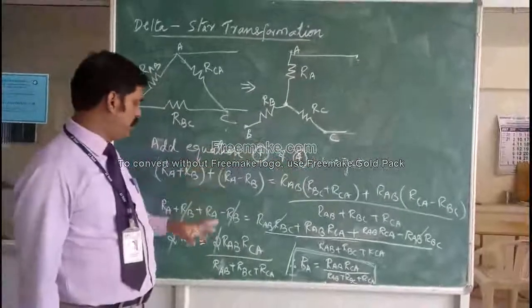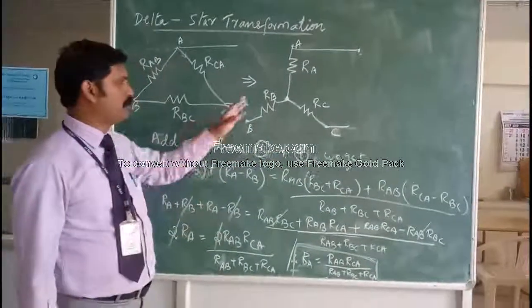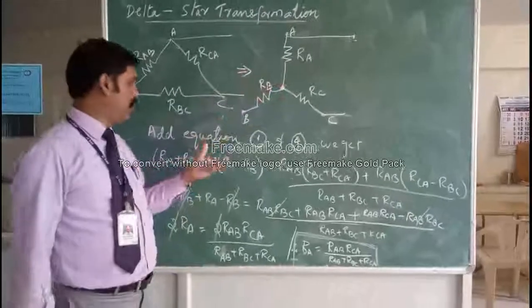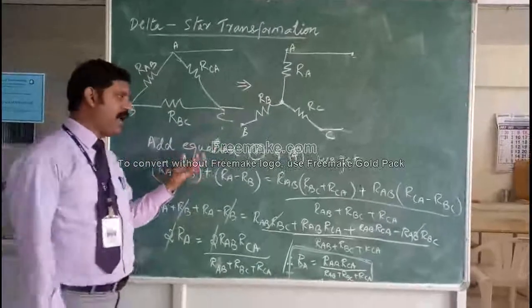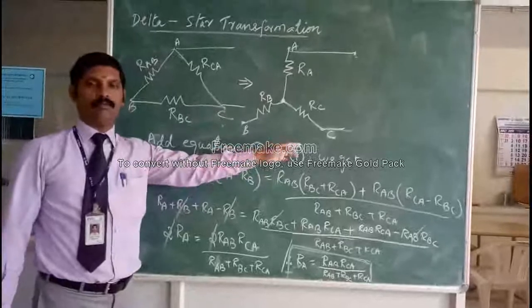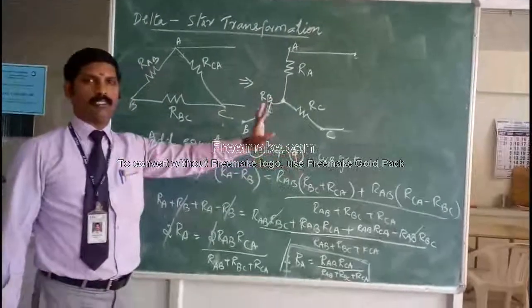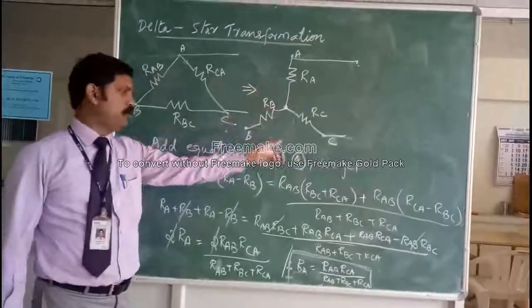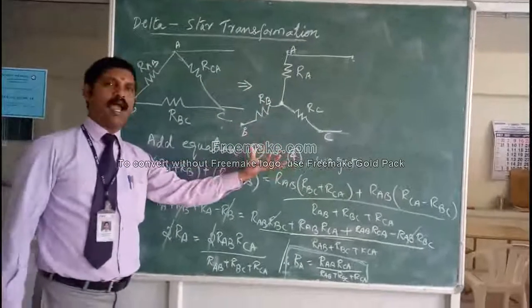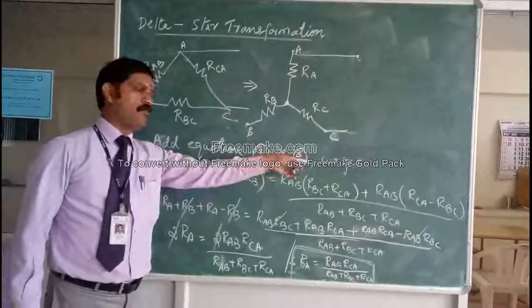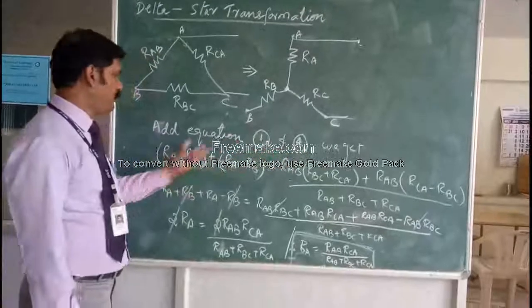Now, in order to get the star value in terms of delta values, let us do one more simplification. Let us add equation number 1 and equation number 4. We already got equation number 4 just by subtracting equation number 2 from 3. Now we are going to add equation number 1 with equation number 4.